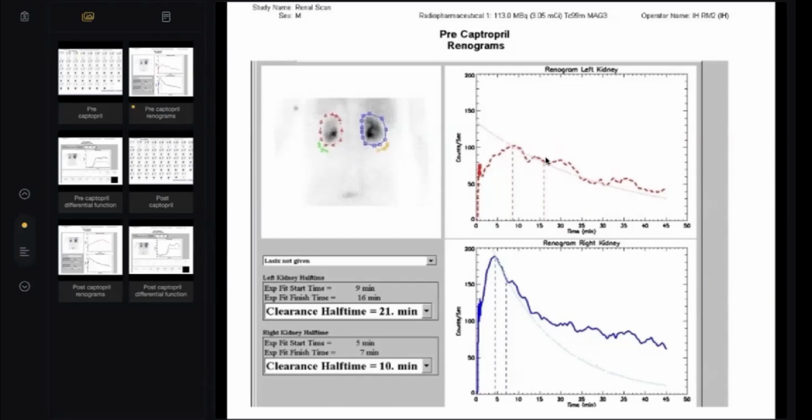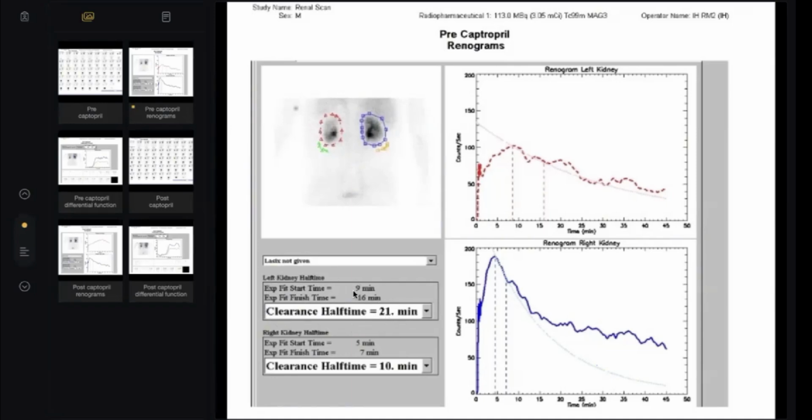See from the beginning, where is the abnormal one side? The red or the blue? The red. Excellent. Why? Describe. What happened? As written here, the start time is 5 minutes and reaching the maximum at 7 minutes at the right kidney. However, the left kidney is starting late, at 9 minutes, then finished by 16 minutes, and the clearance half time is 21 minutes. Okay. Excellent. And the area under the curve is bigger than the contralateral right kidney.